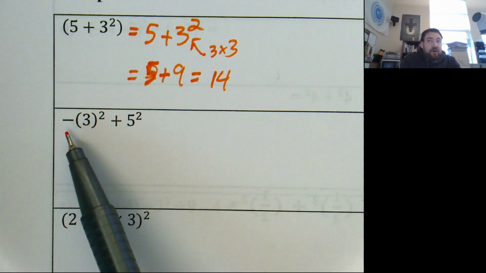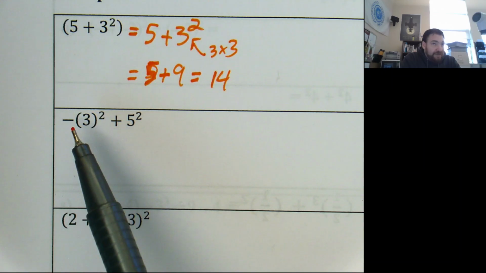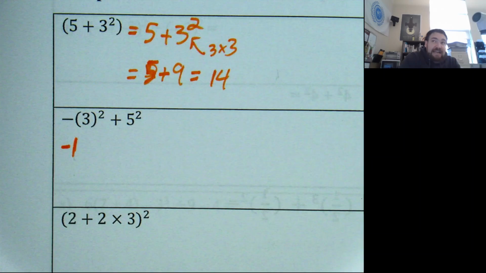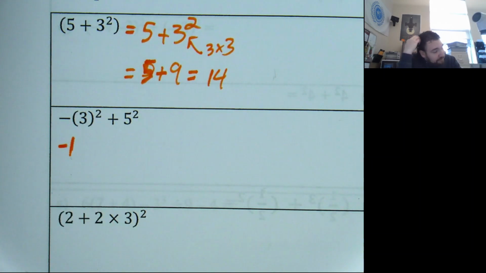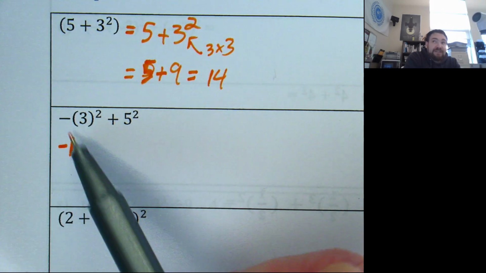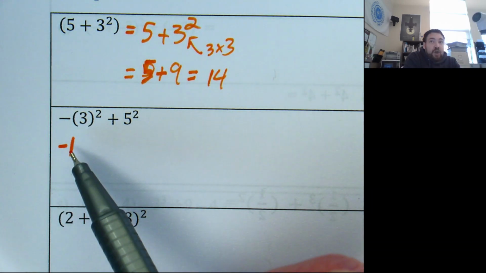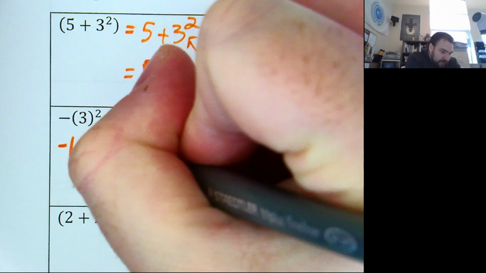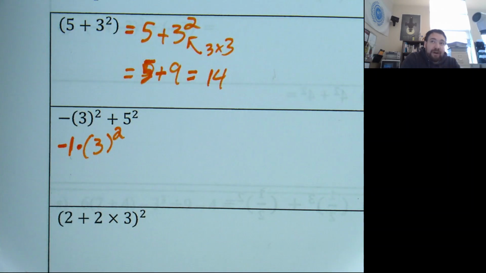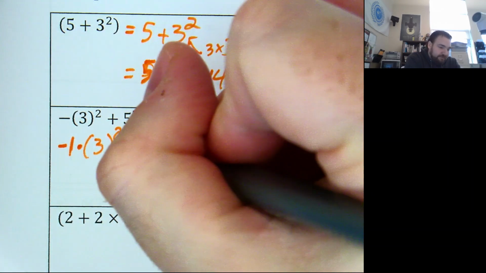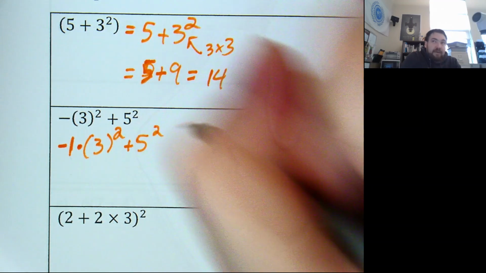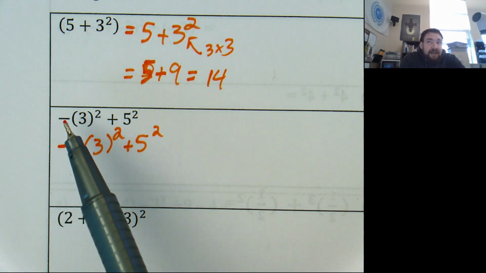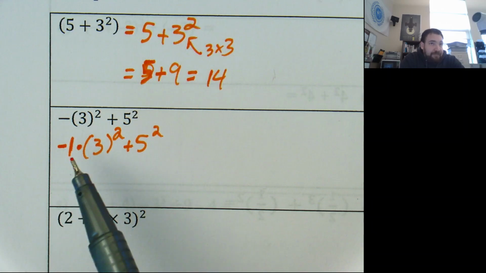Now, a negative sign out front like this, what this means is I've got a -1 there. If there is no number written, it's a 1, and when it's just a minus sign, it's a -1. What this means is I have a -1 times 3 squared, and then plus the 5 squared after that. This is what that minus sign means. That minus sign means I'm multiplying by -1.